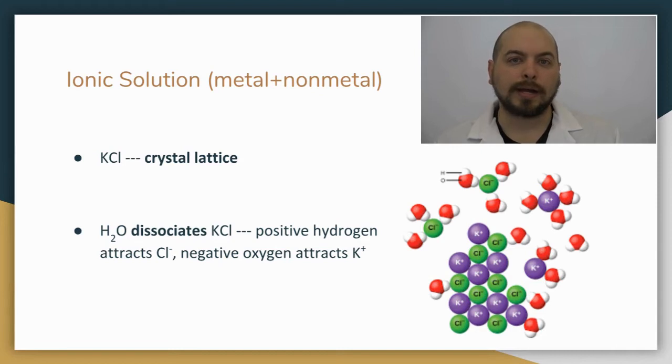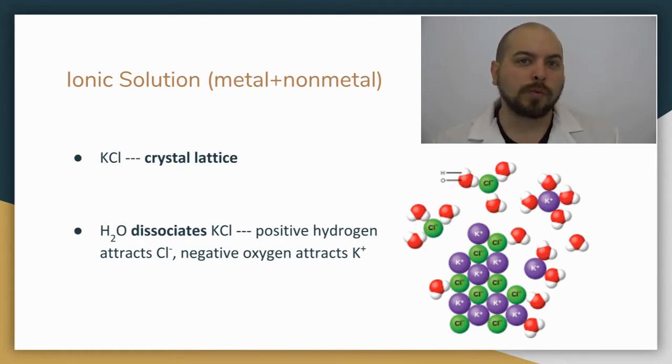Even though we have ions present in an ionic solution, it's actually going to be an overall neutral solution. The reason for this is that for every KCl that goes in, you create one K plus and one Cl minus. So the ratio stays the same. So the solution as a whole is neutral as it pertains to its charge, even though we have the ions in solution.